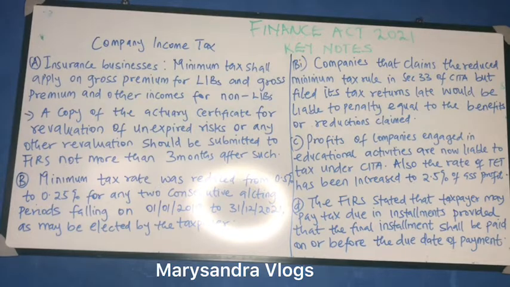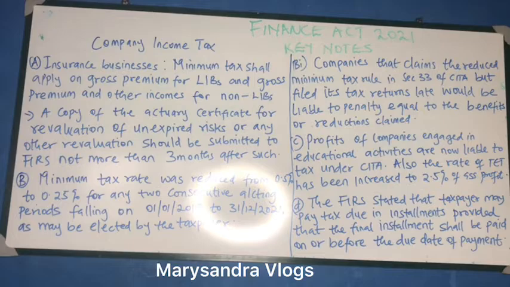Then a copy of the actuary certificate for revaluation of unexpired risks or any other revaluation should be submitted to the Federal Inland Revenue Service (FIRS) not more than 3 months after such revaluation. So they are expected to submit such documents not more than 3 months after such revaluation has been carried out.